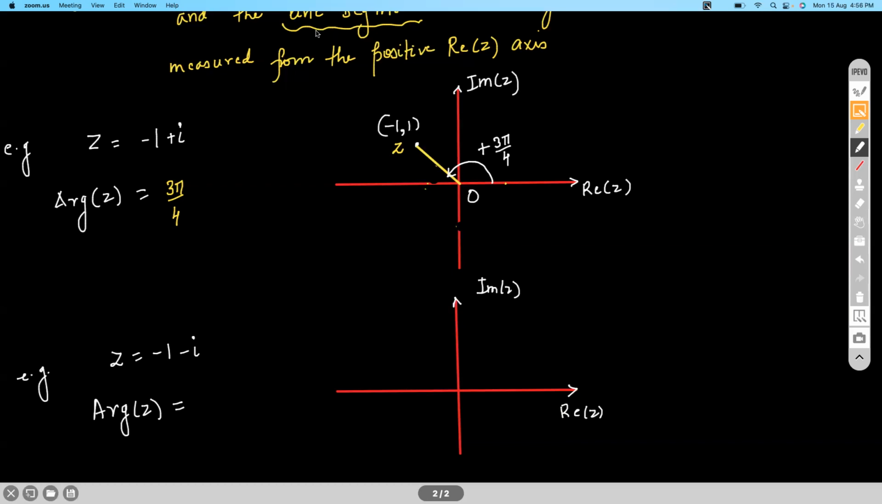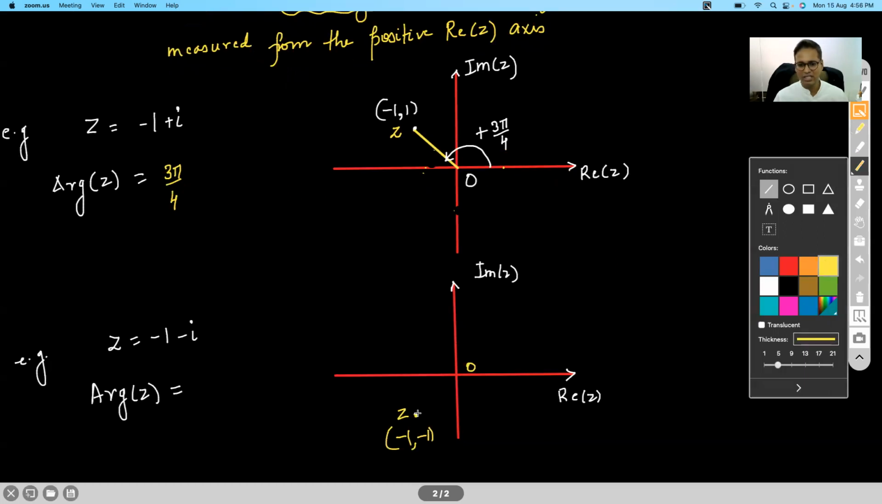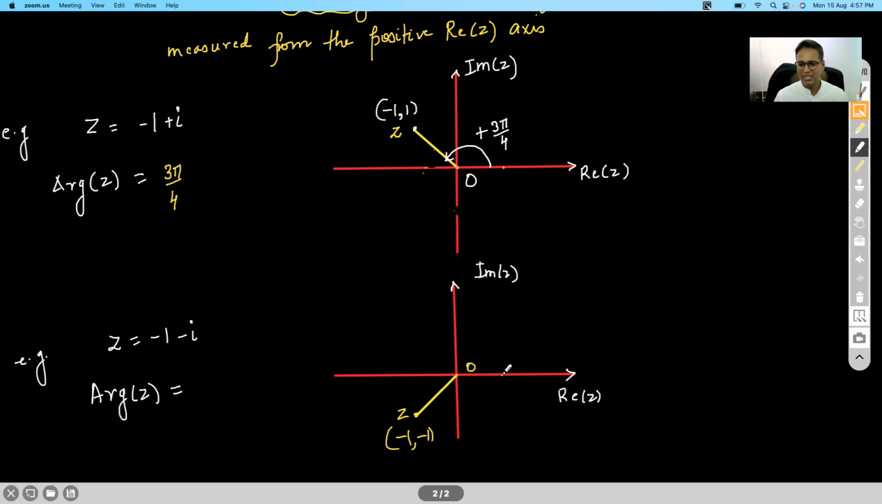Okay, let's discuss this. See, minus 1 minus i is here, isn't it? So it's like minus 1 comma minus 1. This is my Z. I connect this to the origin. So this is the line connecting Z with the origin, right? Now starting from the positive real axis, I have to move in the shortest angle possible to hit this line OZ. So of course I cannot go from the top. I have to go from this direction, right?